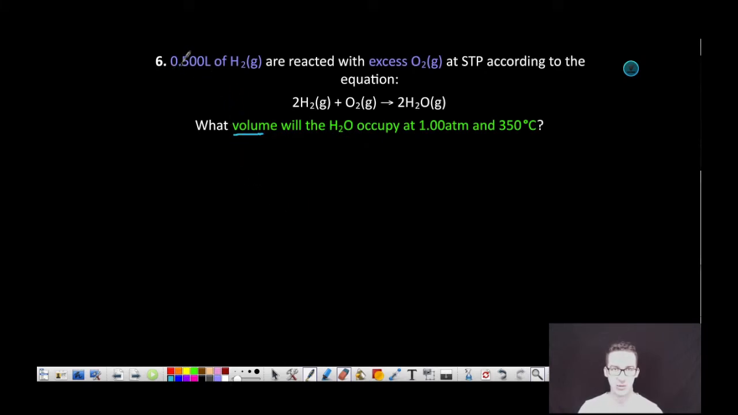It says 0.500 liters of H2 gas are reacted with excess oxygen gas at STP according to the equation. Boom. It's always nice when you're given the equation and it's already balanced. Doubly nice. It's asked what volume will the H2O occupy at 1.00 atmospheres and 350 degrees Celsius. Okay, our first move here is to start with our 0.500 liters of hydrogen gas.